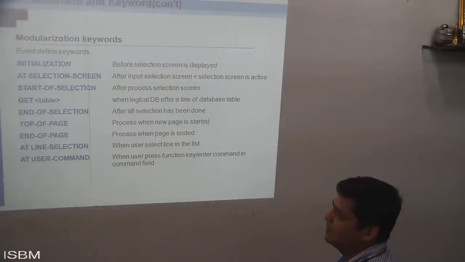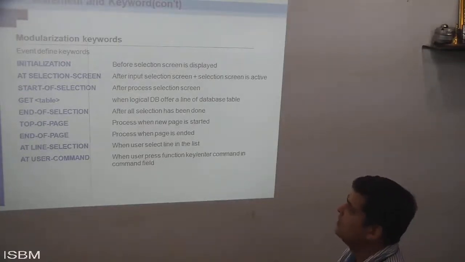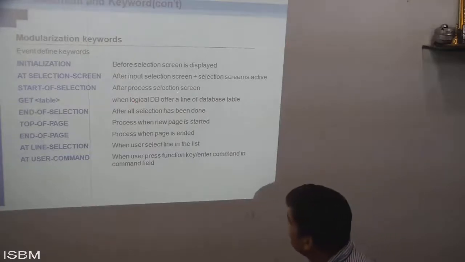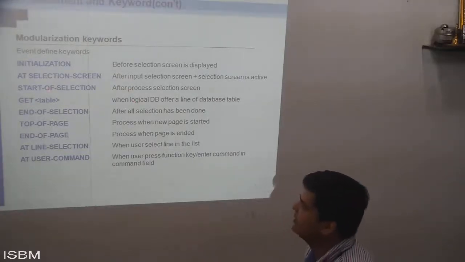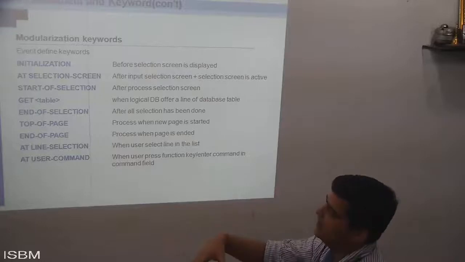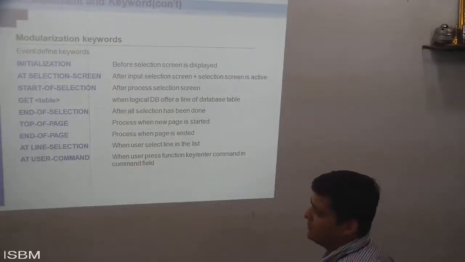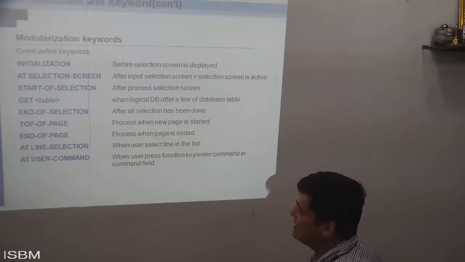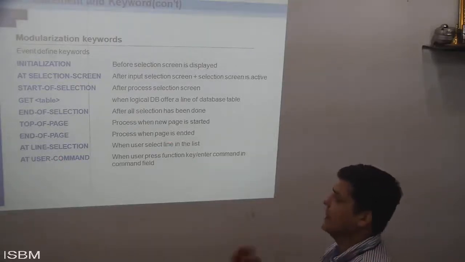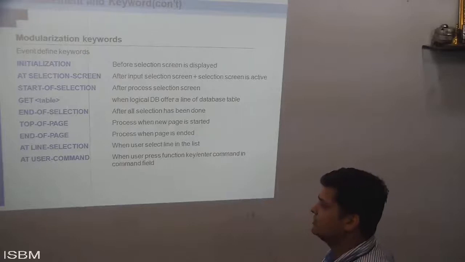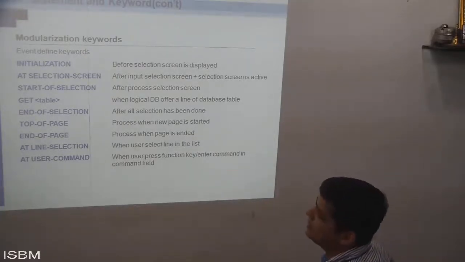Then START-OF-SELECTION, after processing the selection screen and select options. GET table is a logical database keyword, for a database table. Then END-OF-SELECTION: after all the selection has been done, we can use END-OF-SELECTION. Then TOP-OF-PAGE, when a new page has to be started. END-OF-PAGE, when the page is ending. AT LINE-SELECTION, when the user selects a line in a list. AT USER-COMMAND, when a user presses some function key or enters a command.